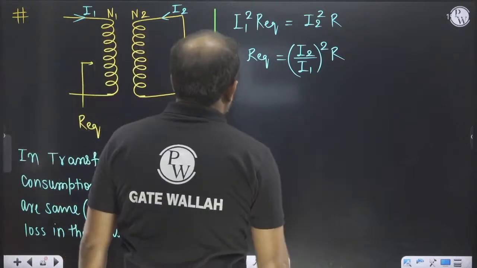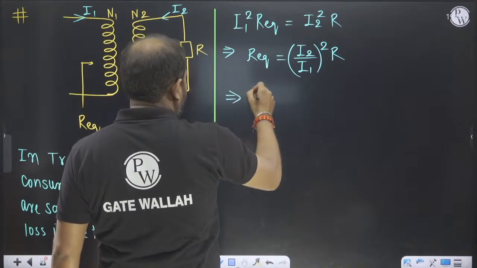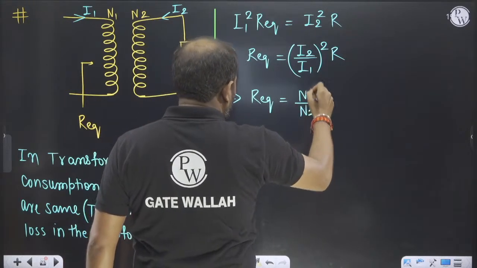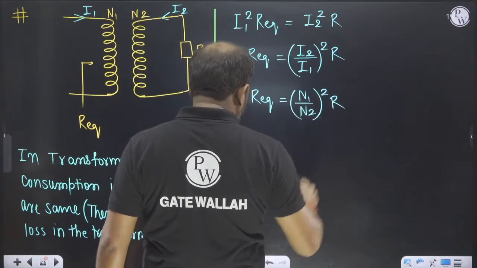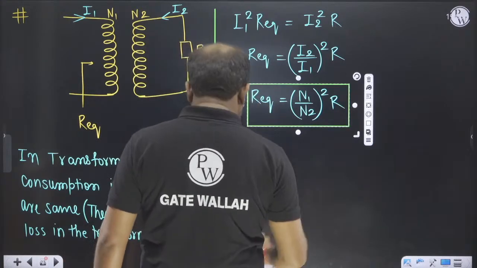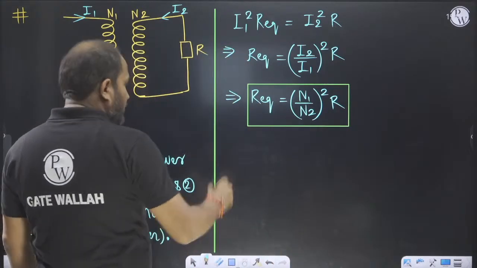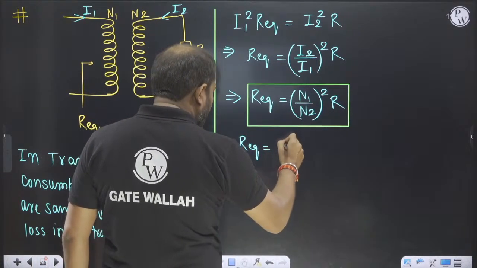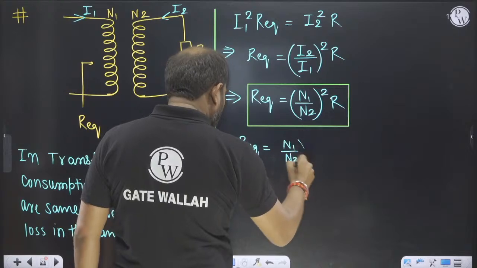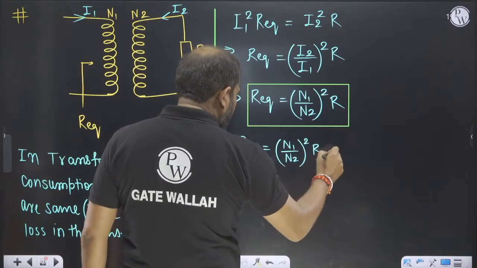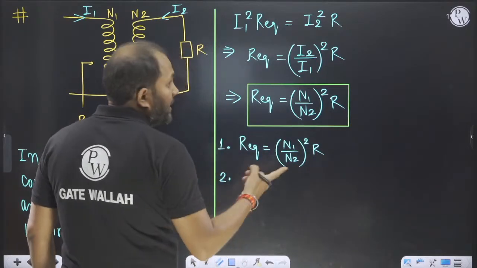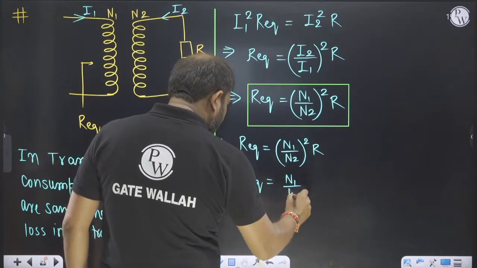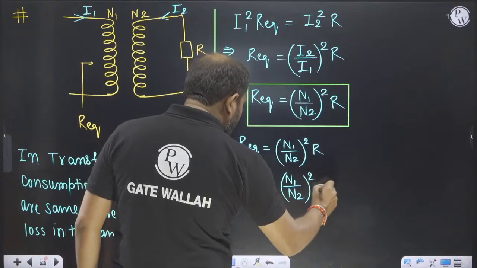So we have I2 upon I1 is equal to N1 upon N2. So R equivalent is equal to N1 upon N2 whole square into R. So this is the two-port network point. First point is this one. R equivalent is equal to N1 by N2 whole square into R. If impedance is given, so Z equivalent is equal to N1 by N2 whole square into Z.